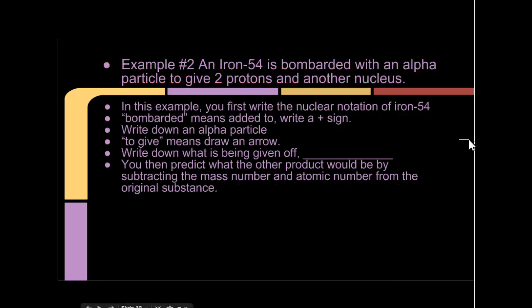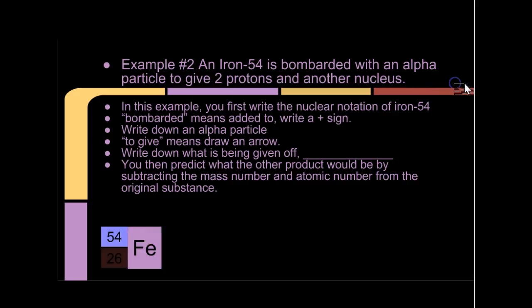Okay, let's try one more. Example number 2. Iron-54 is bombarded with an alpha particle to give 2 protons and another nucleus. The very first thing you would do is write the nuclear notation of iron-54. Iron is number 26. We know that it's bombarded with something, so that's going to mean a plus sign. We're going to write down an alpha particle because it's bombarded with an alpha particle. An alpha particle could look like this, or it could look like a little alpha.